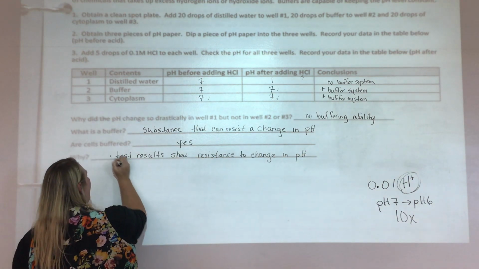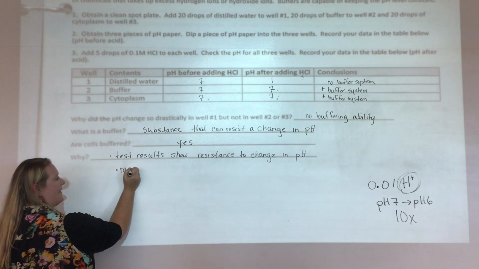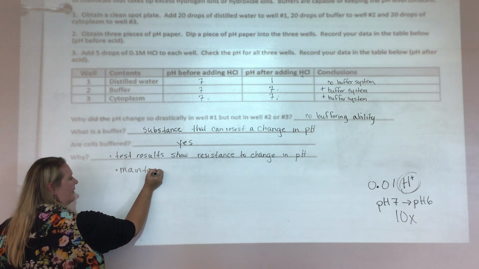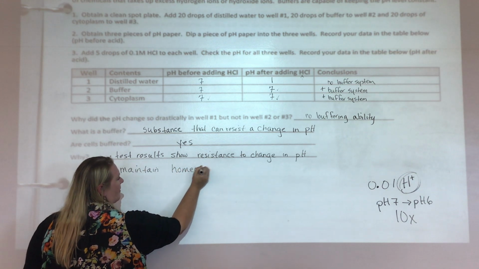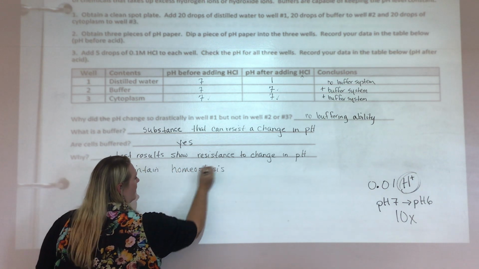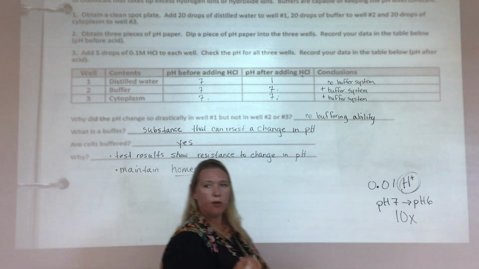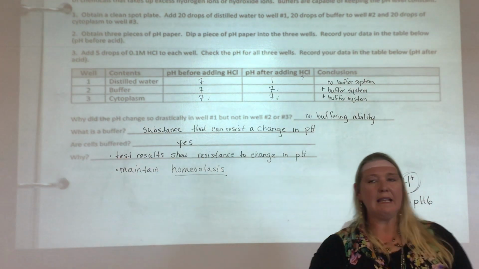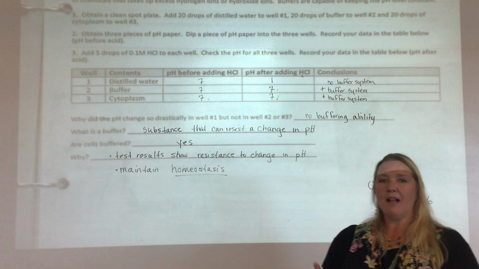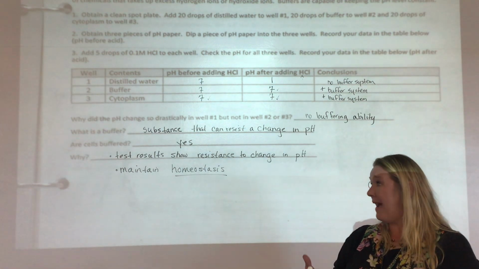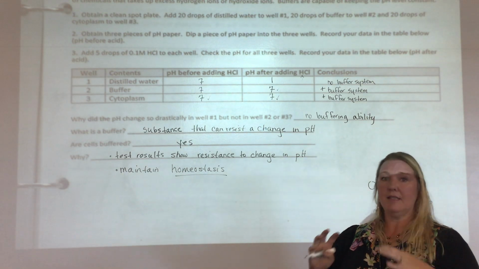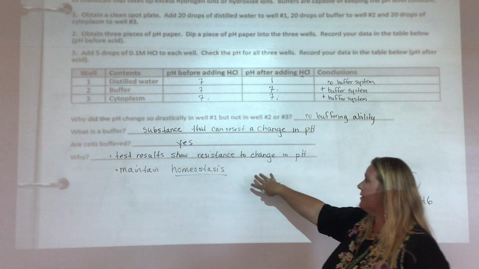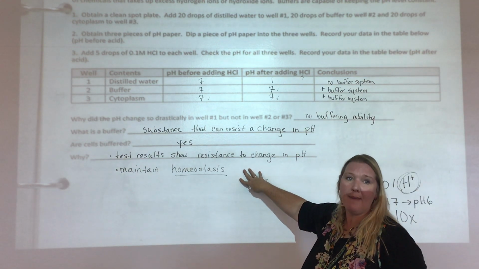And why do they want to have that? Well, they want to help maintain homeostasis. All living organisms want to be at a steady, balanced state, and that balanced state is homeostasis. If they like to be at 7, they want to be at 7. And so these buffering systems will help them maintain that.